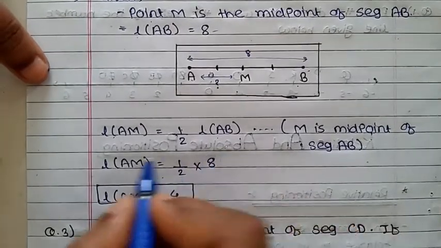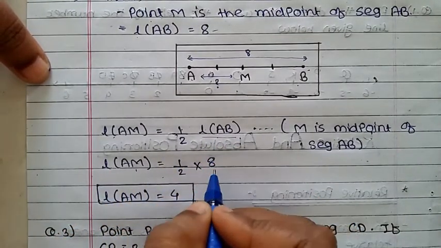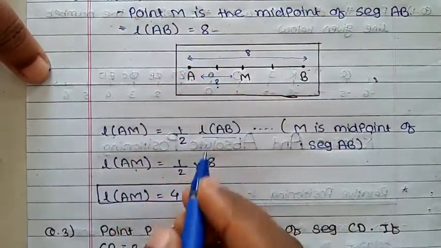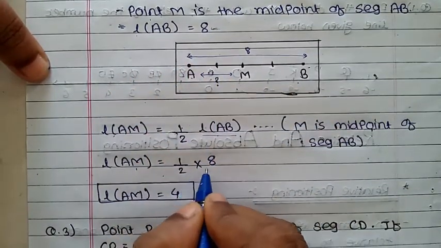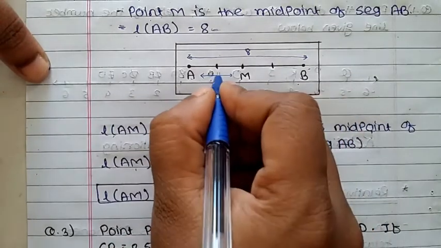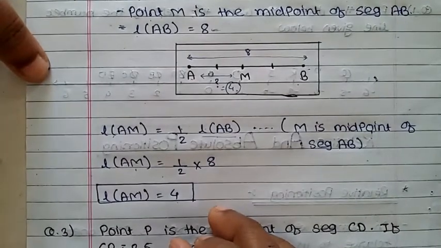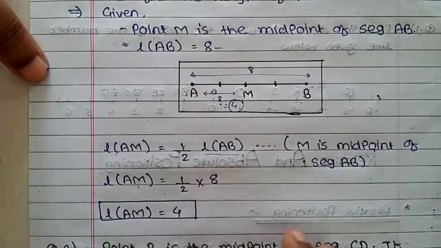So put the value: length of AM is equal to half. Instead of AB we have to put what? 8, as given in your question. So when we divide 8 by 2, what is your answer? That is 4. That means the AM value is 4. Understand this one? Clear? Very simple question.